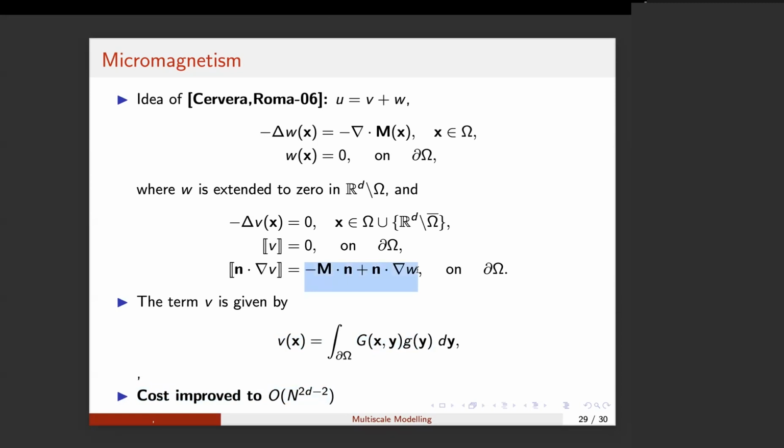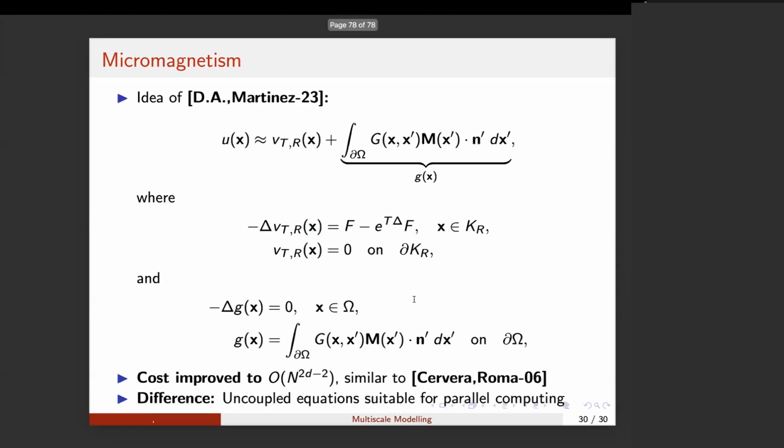And so now, we don't have any problem with the first problem, because that's just an elliptic PDE to solve. And for the second one, the strategy here is to evaluate the function values V only for x on the boundary, and then solve the Laplace equation inside the domain. So that's the strategy. And in that way, they improve the cost to n to the power 2d minus 2.